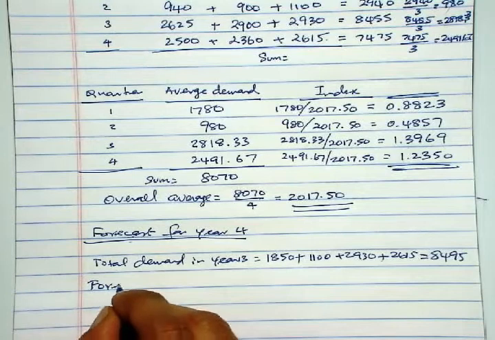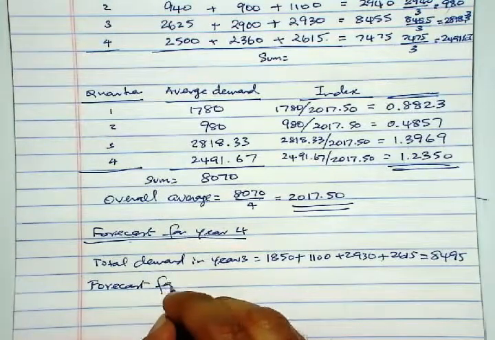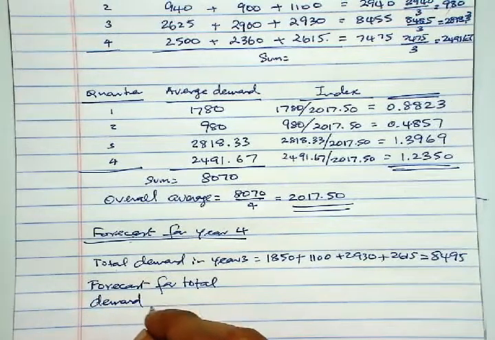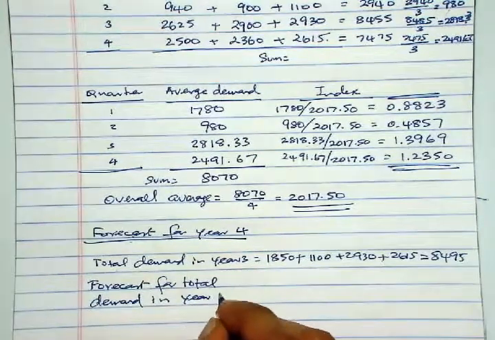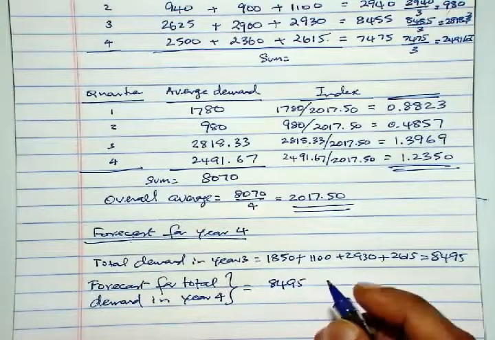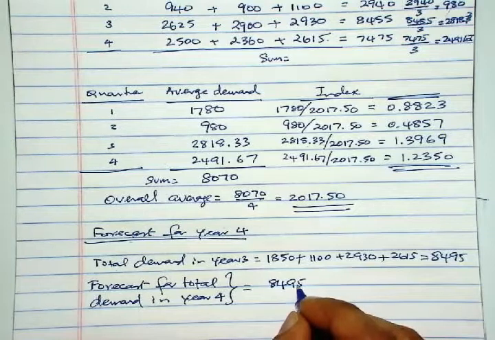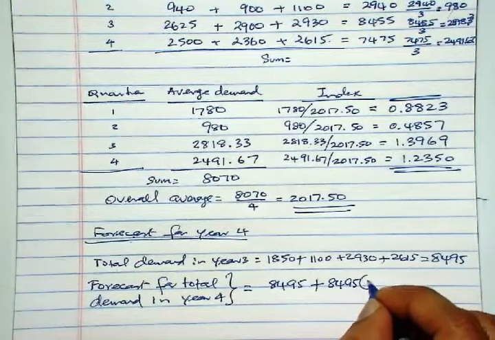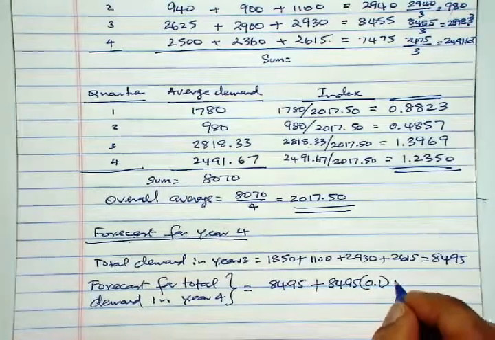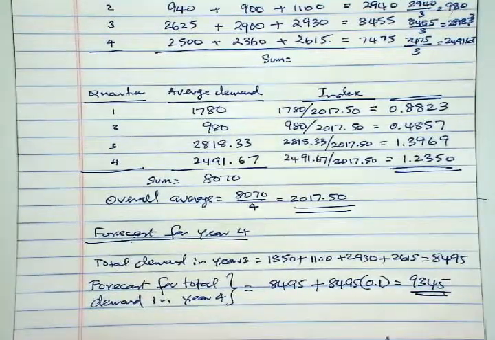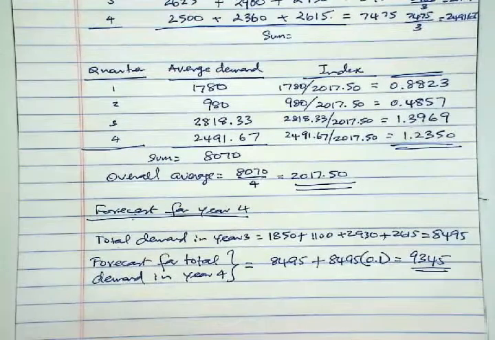So forecast for total demand in year 4 is you take that 8495, and it's going to be 10% more, so add 10% of it to it. So that will give us 9345. So that's the total demand forecast for the total demand in year 4.